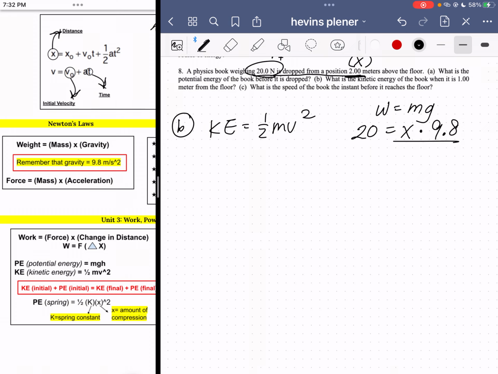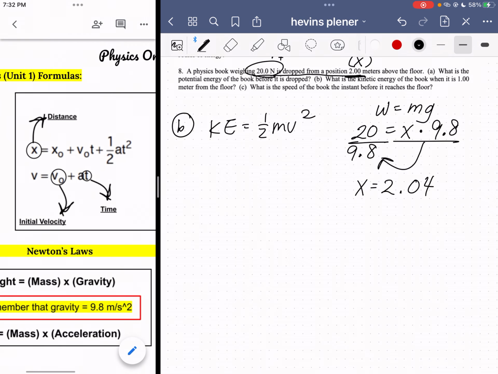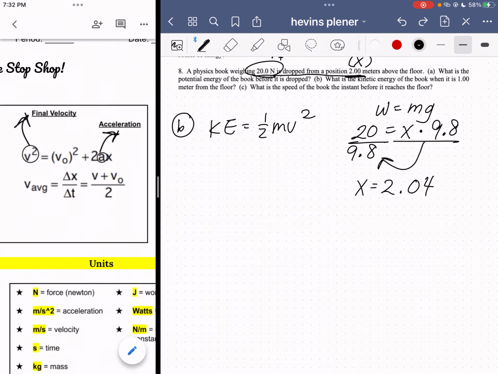Our friend is all the way over there, so we need to take a plane. 20 divided by 9.8, our answer is 2.04. We don't have our velocity, so we need to use a formula. These formulas, these two, have time in it, and we don't have time in our given thing. So we're going to use this formula: V squared equals initial velocity squared plus 2ax. Final velocity squared equals, or velocity, whatever.